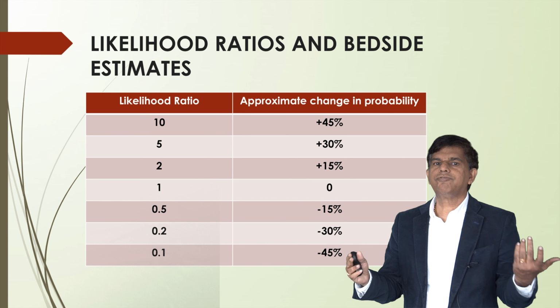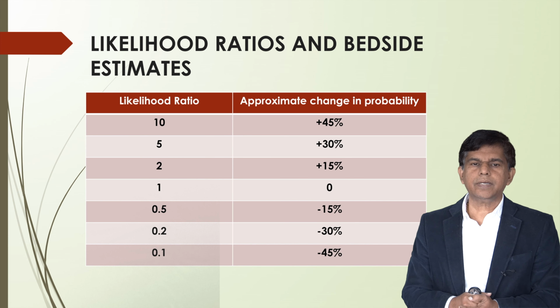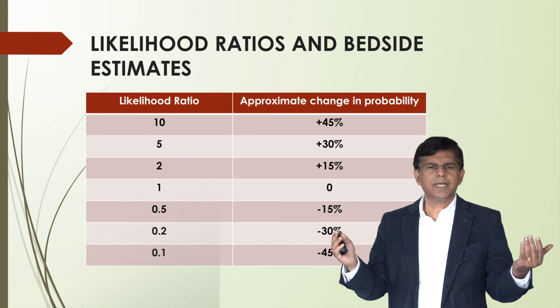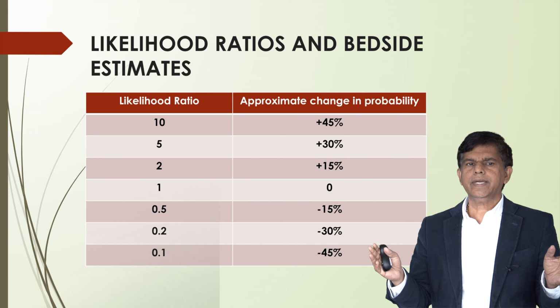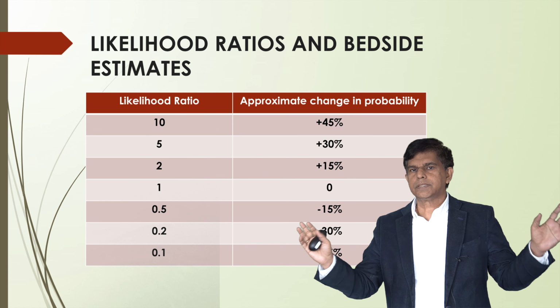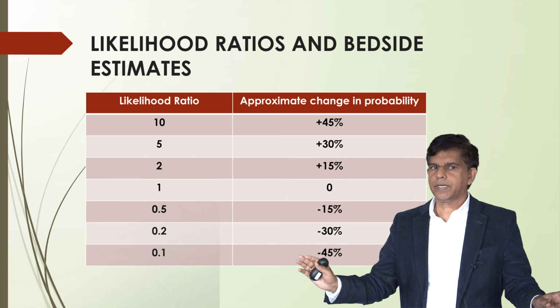So if it is like 5, we can say like a 30%. If it is 2, which is around 10 to 15%. If it is 1, it's not significant, that is 0, right? Because it's a ratio. Anytime 1 divided by 1 does not matter, no significant effect at all.